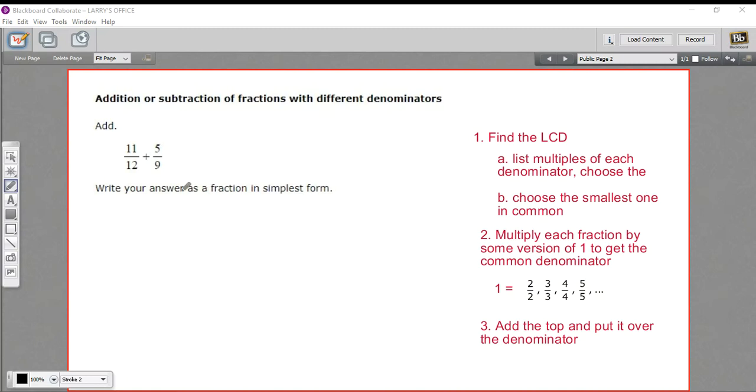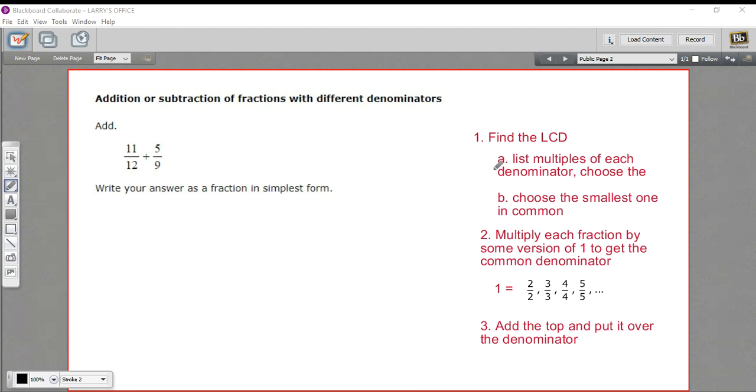In this problem, we are being asked to add two fractions where the denominators are not the same. This is a little bit complicated, and so I've listed out the steps here, but if you follow these steps, you'll get this right every single time.